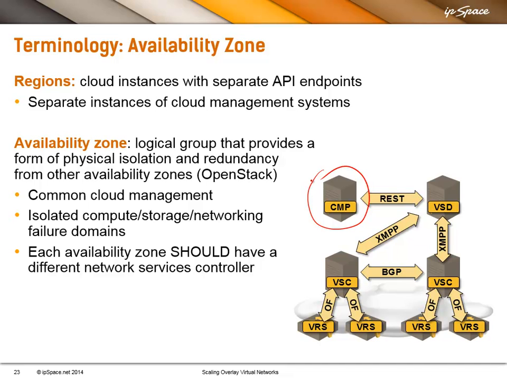Within a region, you would have one or more availability zones. The OpenStack definition is that an availability zone is a logical group that provides some form of physical isolation and redundancy. So you would have a common cloud management platform, but for example, you would have isolated networking failure domains. And if we are talking about controller-based networking, I already explained that a single controller is a single failure domain. This means that you should have a different SDN controller for every availability zone.